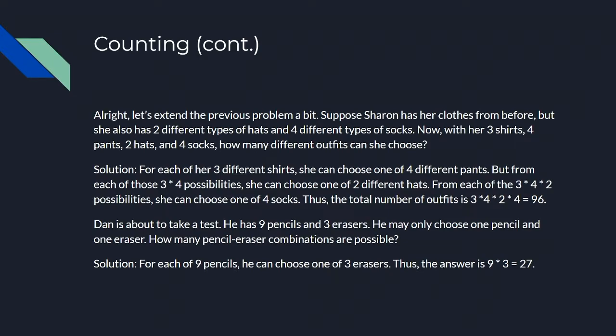For each of the 9 pencils, he can choose 1 of 3 erasers. So the answer would be 9 times 3, which is 27. Make sure you understand this concept: for each of the 9 pencils, he can choose 1 of 3 erasers, right? For each pencil, you can choose the first, the second, or the third eraser. And because there are 9 different possible starting pencils, we have 9 times 3.